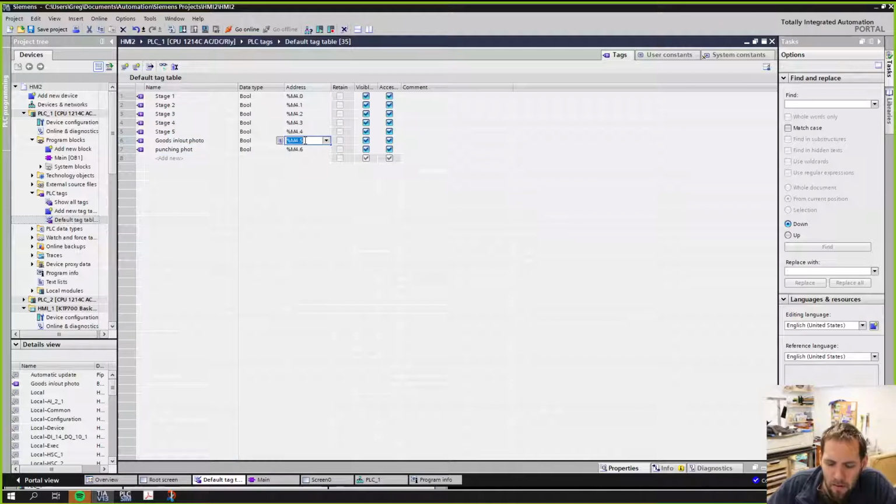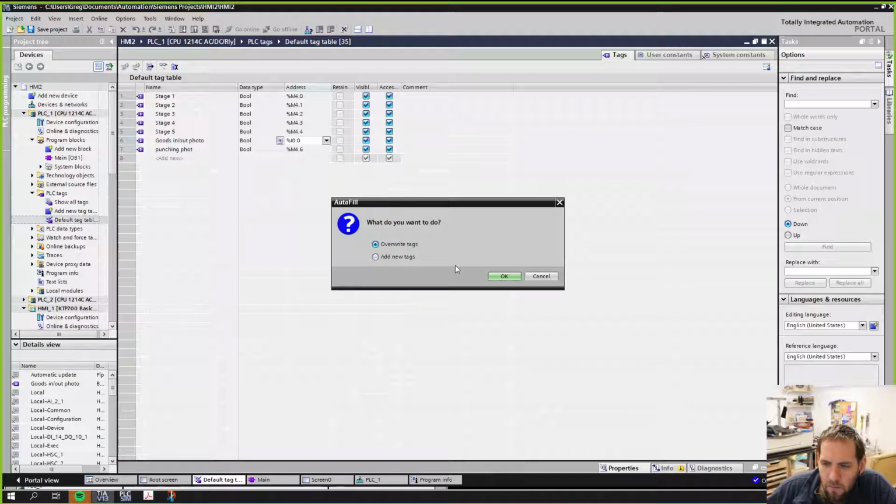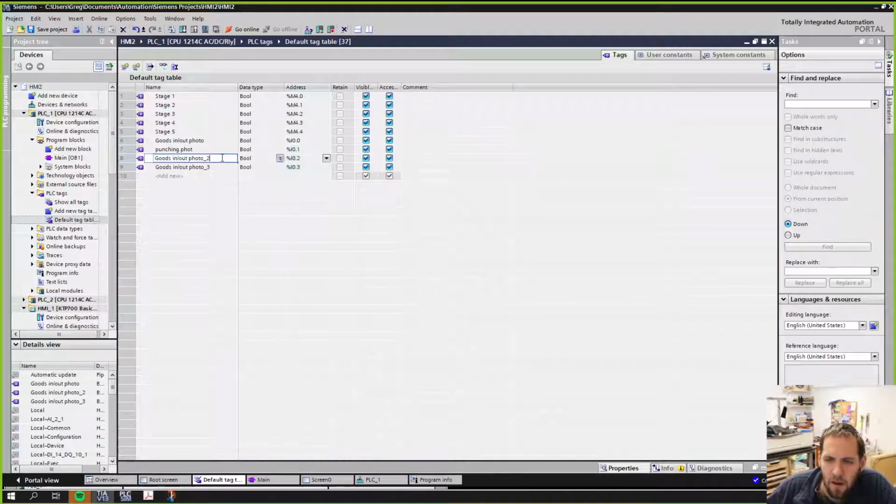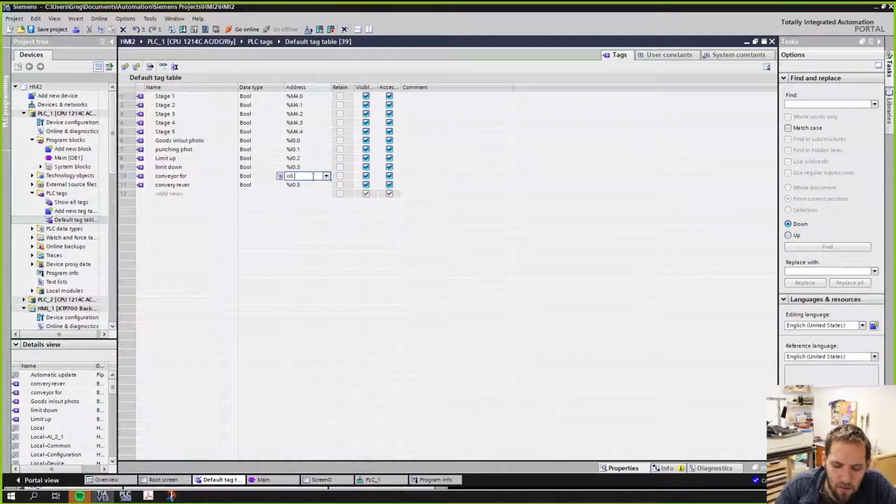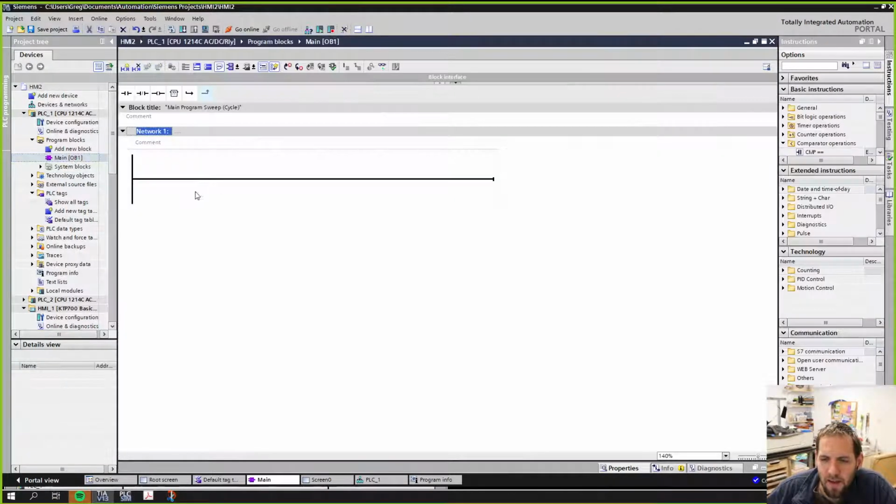All right, and I'm just going to call this I0.0. Four of those right away. All right, and then we had limit up. Down. I guess I also need a conveyor forward, right? I need a conveyor reverse. And that should be Q0.0, and, oh, sorry, Q0.1. All right, now that I have my tags all made.